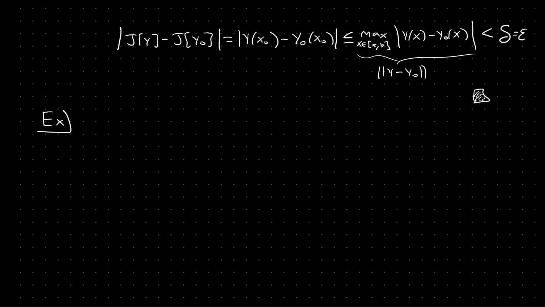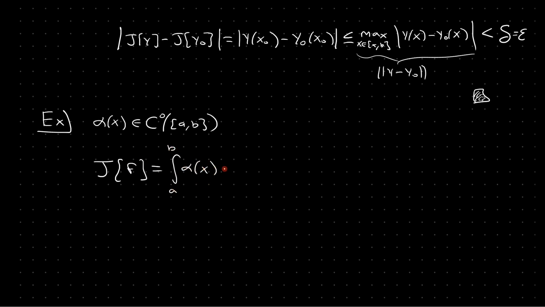For the next example, let's consider the following. We'll take a function alpha of x that is continuous, so a function that is in C0 on the interval from a to b, and we'll define the functional j in the following way. We'll say that j of f is equal to the integral from a to b of alpha of x times f of x dx. So this functional is defined for f that are continuous, because the product of two continuous functions is continuous.